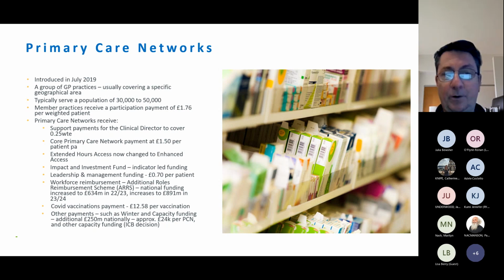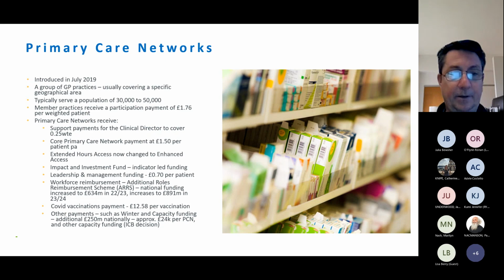Also, there were things like COVID vaccination patient payments. That's still going, £12.58 per vaccination. And there are other payments such as winter capacity funding. That's another £250 million nationally that went in, which on average is about 24k per PCN.